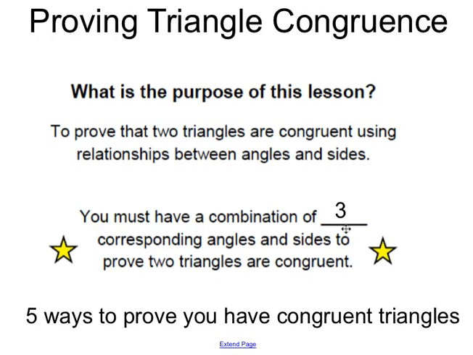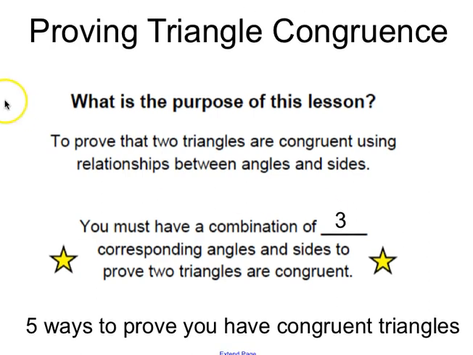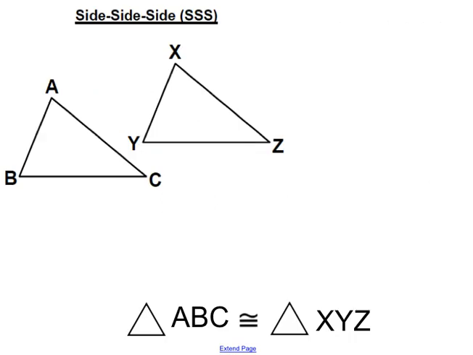And there are 5 ways to prove that you have congruent triangles. So let's go over the 5 rules. So the first one is side, side, side, and that's abbreviated SSS. And so what can happen is if I know that all 3 sides of one triangle are congruent to all 3 sides of another triangle, then I know the triangle has to be the exact same.